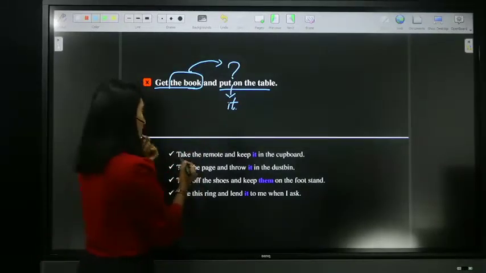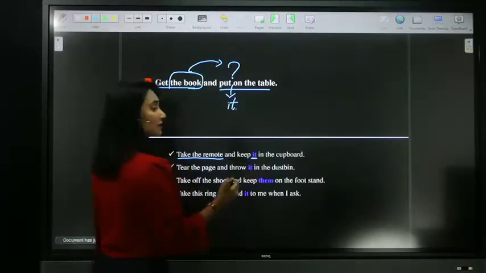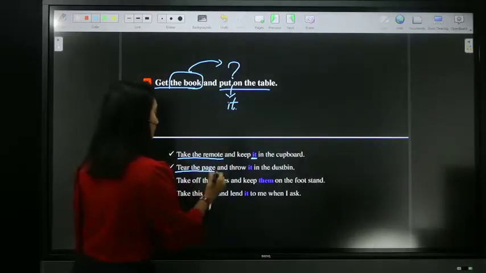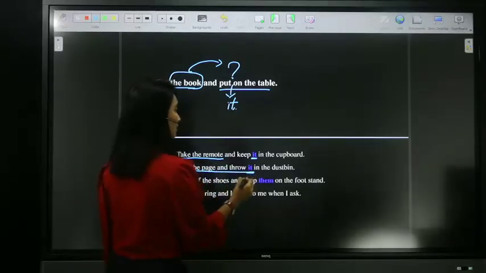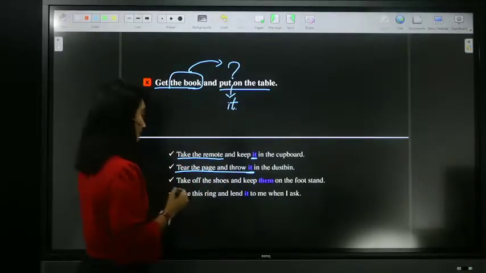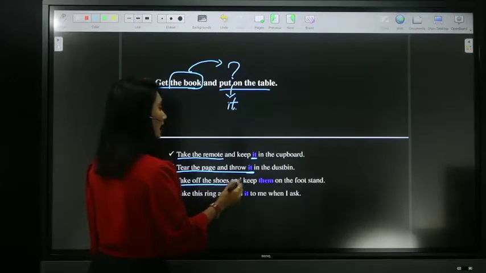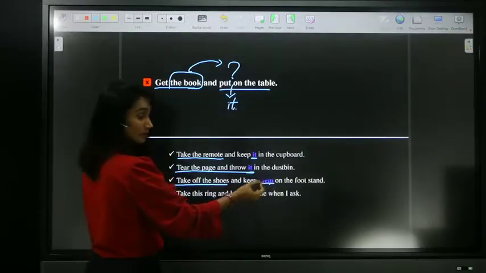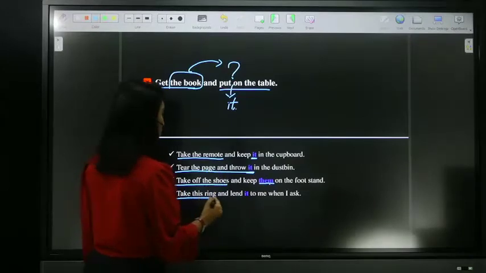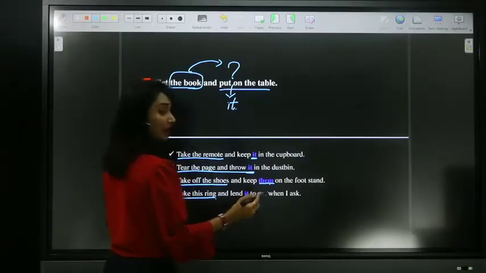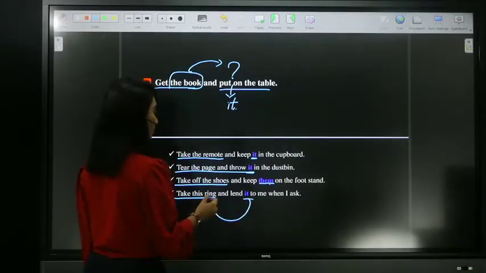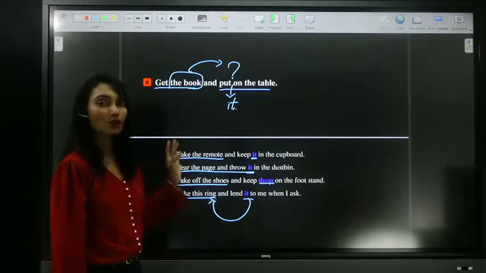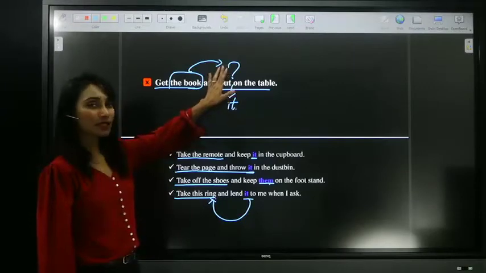Next, take the remote and keep it in the cupboard. It. What is that it? The remote. Take the pears and throw it in the dustbin. What is that it? The pears. Take off the shoes and keep them on the foot stand. What are those? Them, the shoes. Take this ring and lend it to me when I ask. What does it refer to? This ring. Understand that? So it is correct but not formal.